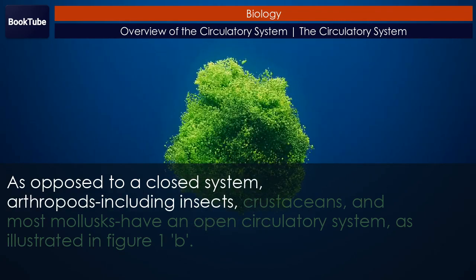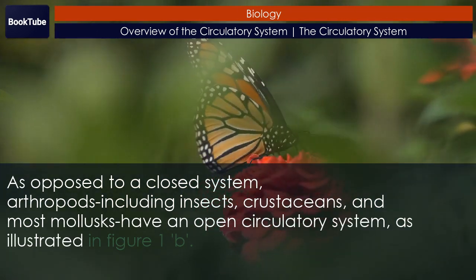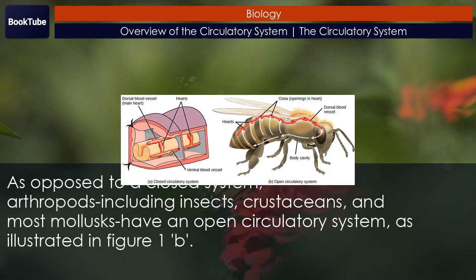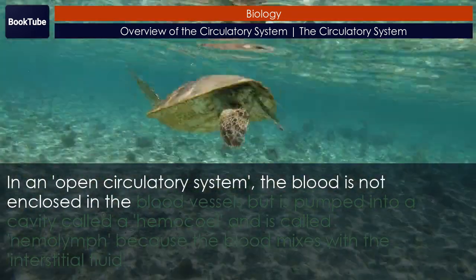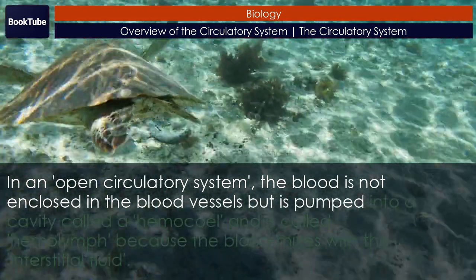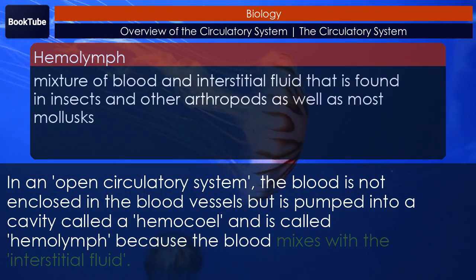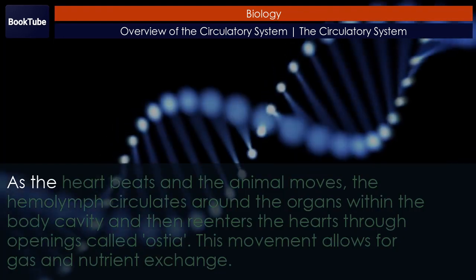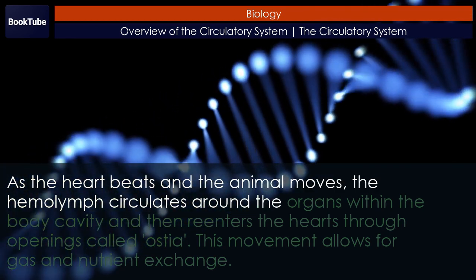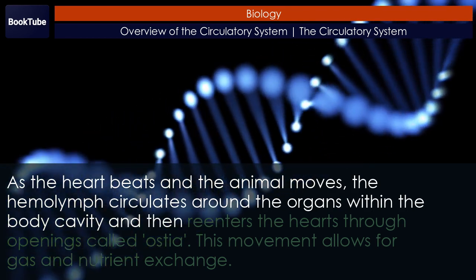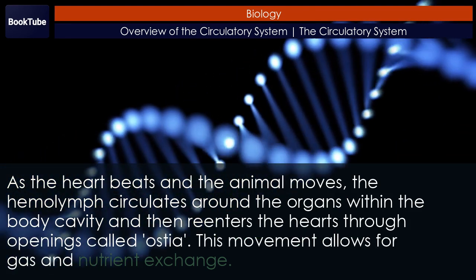Arthropods, including insects, crustaceans, and most mollusks, have an open circulatory system, as illustrated in Figure 1b. In an open circulatory system, the blood is not enclosed in the blood vessels but is pumped into a cavity called a hemocoel, and is called hemolymph because the blood mixes with the interstitial fluid. As the heart beats and the animal moves, the hemolymph circulates around the organs within the body cavity and then re-enters the heart through openings called ostia. This movement allows for gas and nutrient exchange.